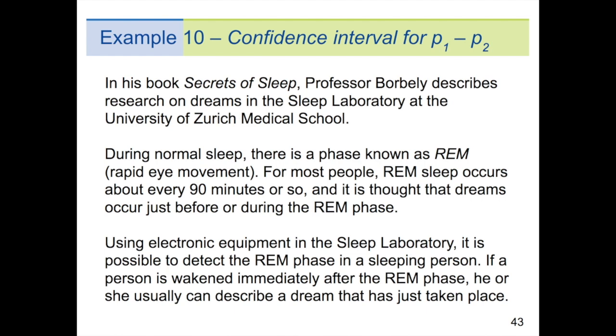In his book, Secrets of Sleep, Professor Borbély, this slideshow really wants me to say Borbély a lot, describes research on dreams in the sleep laboratory at the University of Zurich Medical School. During normal sleep, there is a phase known as REM, rapid eye movement. For most people, REM sleep occurs about every 90 minutes or so, and it is thought that dreams occur just before or during the REM phase. Using electronic equipment in the sleep laboratory, it is possible to detect the REM phase in a sleeping person. If a person is wakened immediately after the REM phase, he or she can usually describe a dream that has just taken place.